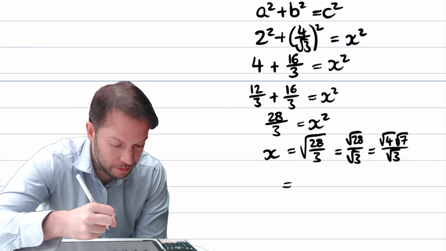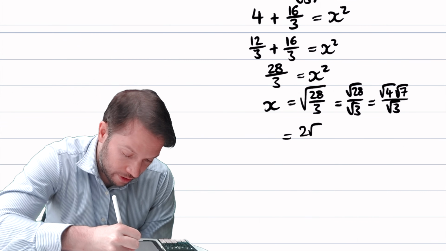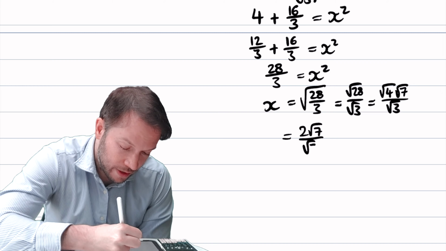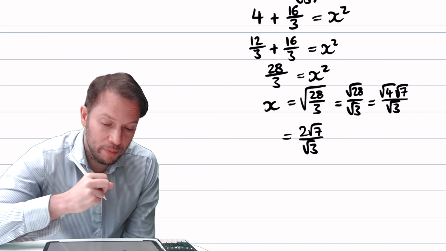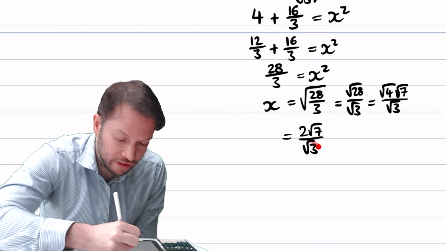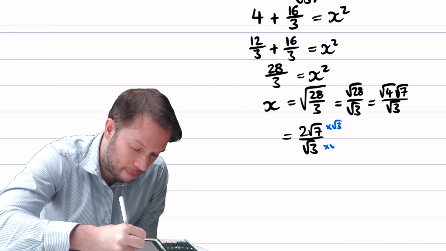And then root 4 is 2, so it's 2 root 7 over root 3. Now, if we wanted to simplify it further, we could rationalise the denominator. And remember, to do that, you multiply by whatever surd you have at the bottom. So we times top and bottom by root 3.